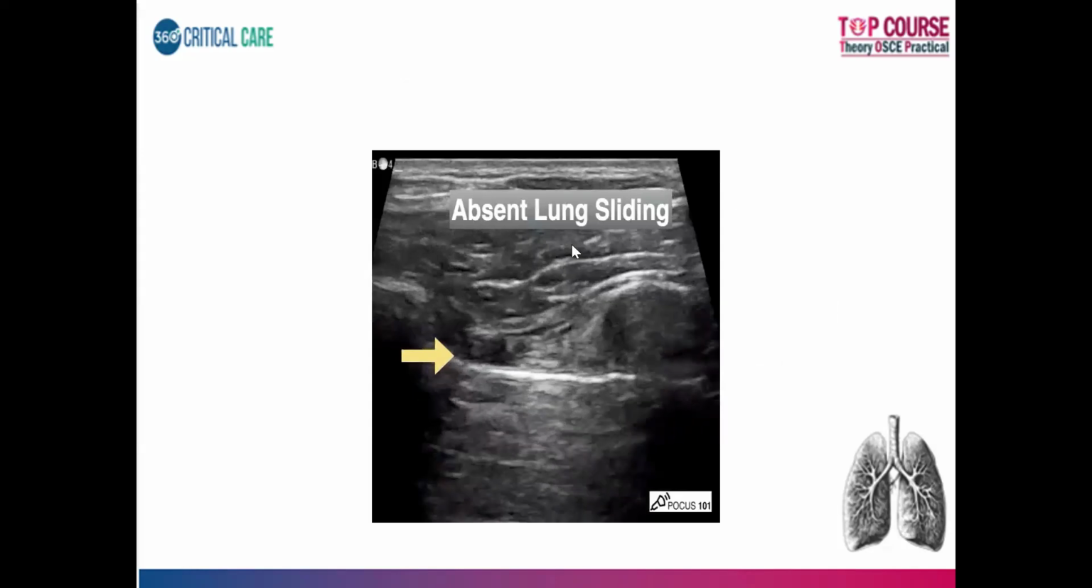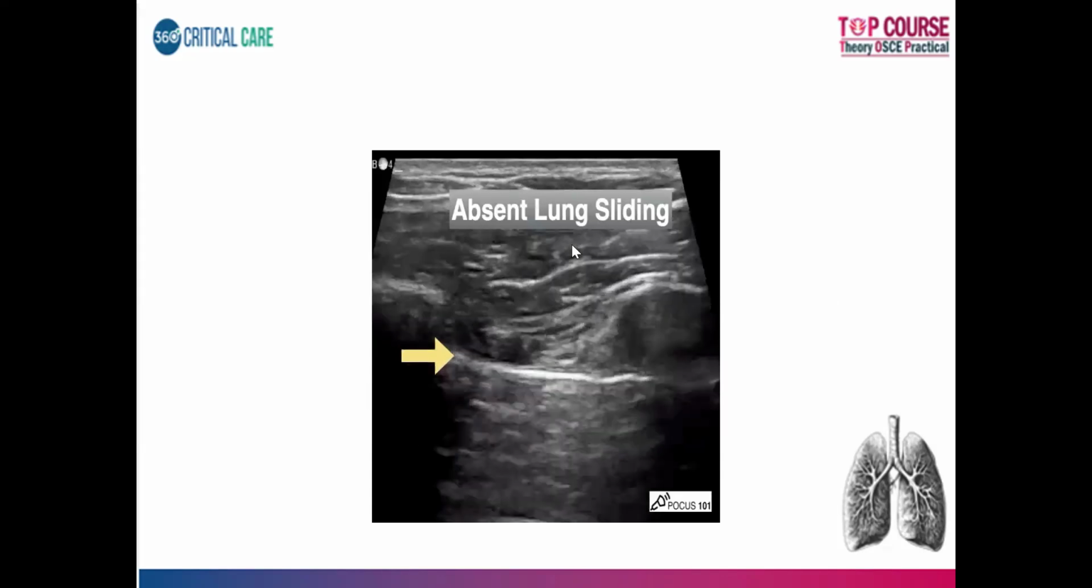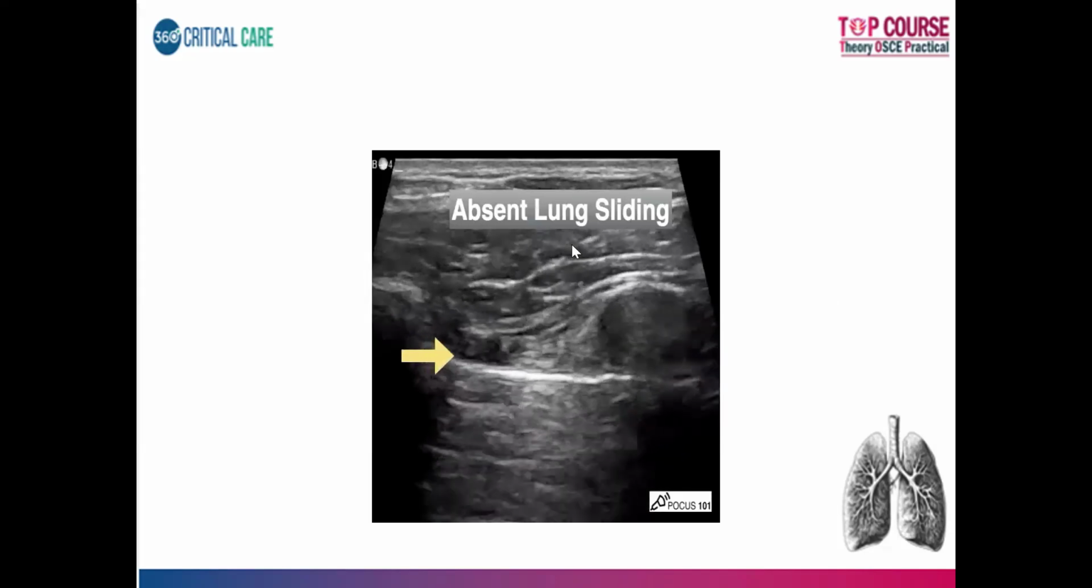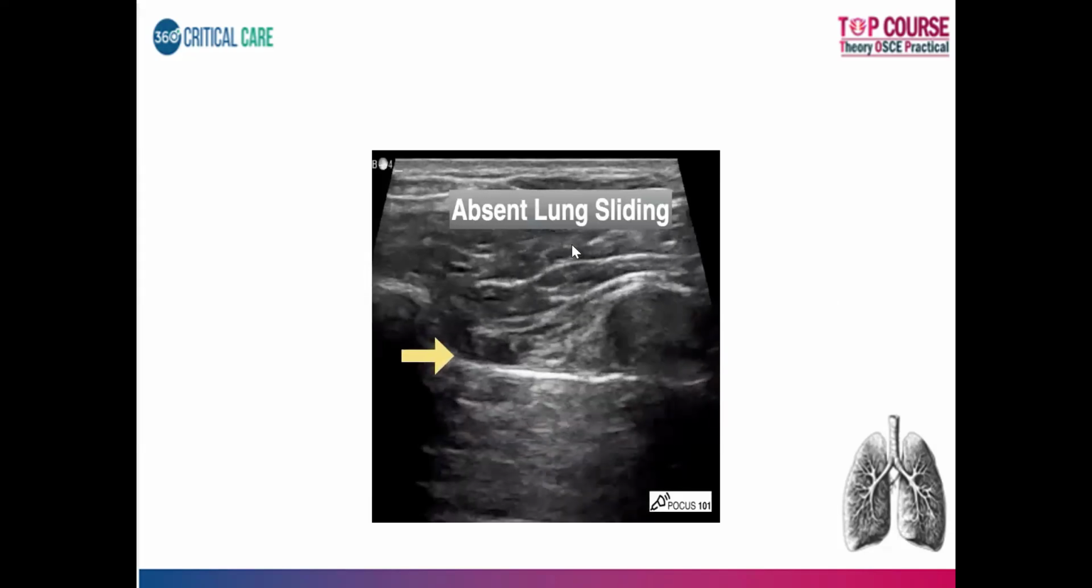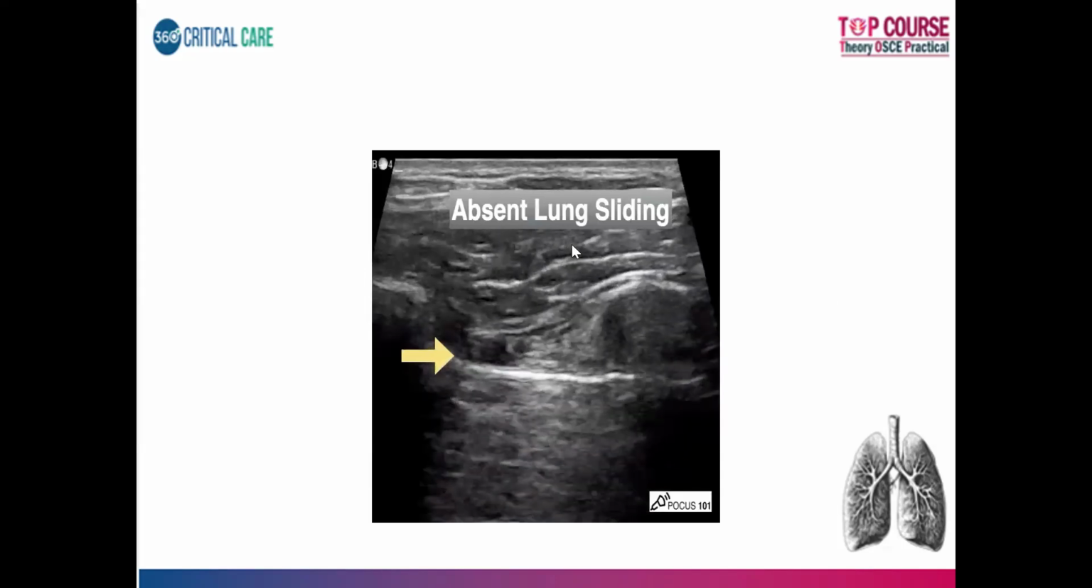So this is one image wherein you can see there is no lung movement, right? So there is no lung sliding. Whenever lung sliding is present, you see something like a marching of the ants in the visceral pleura, correct? So when the visceral pleura is not moving and you see just a bright white line there, the probability of a pneumothorax goes up at that point in time.